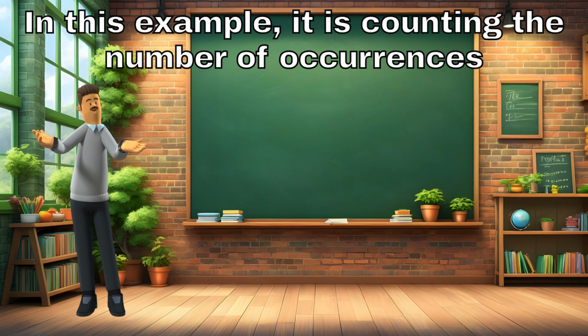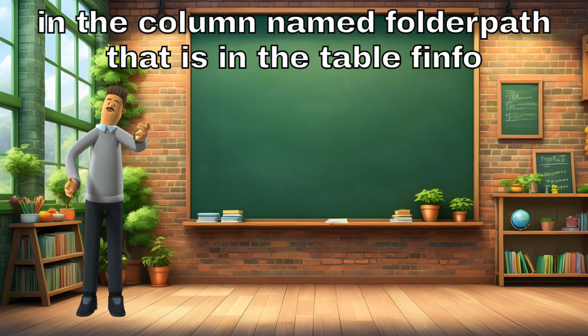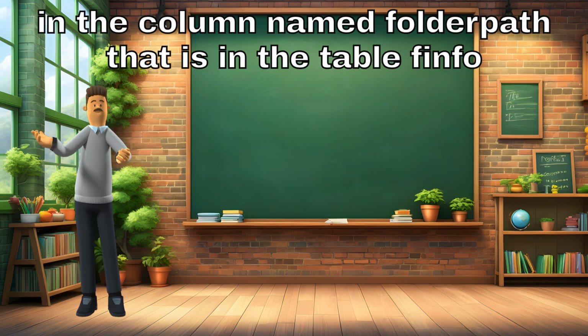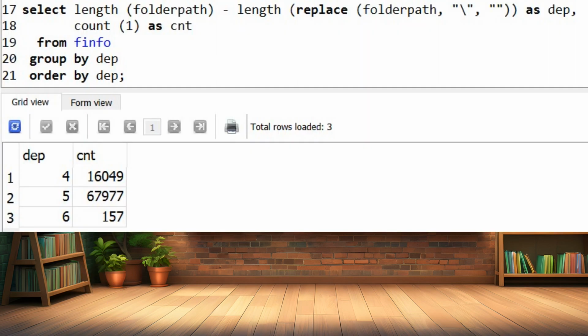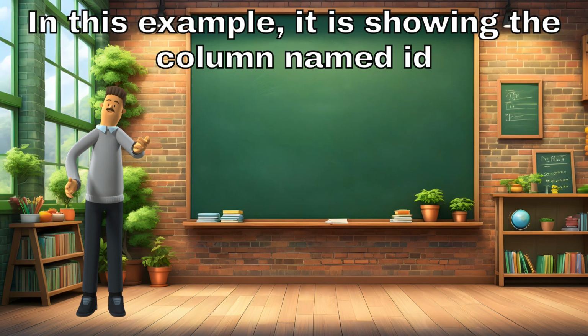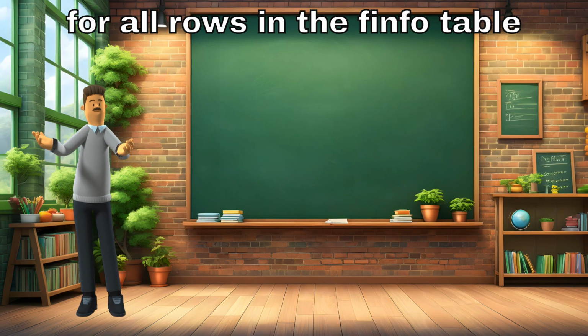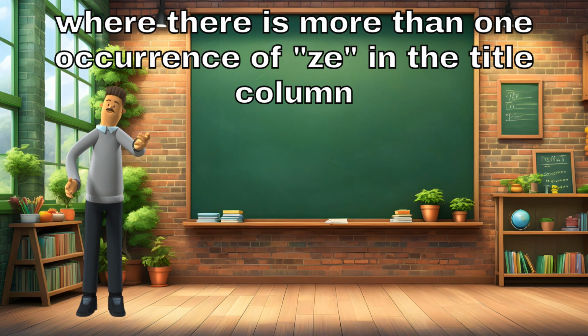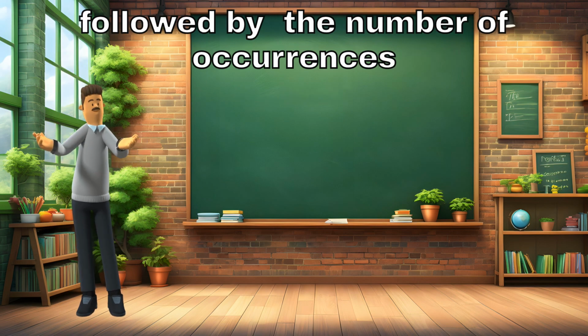In this example, it is counting the number of occurrences in the column named folder path that is in the table finfo. In this example, it is showing the column named ID for all rows in the finfo table, where there is more than one occurrence of ZE in the title column, followed by the number of occurrences.